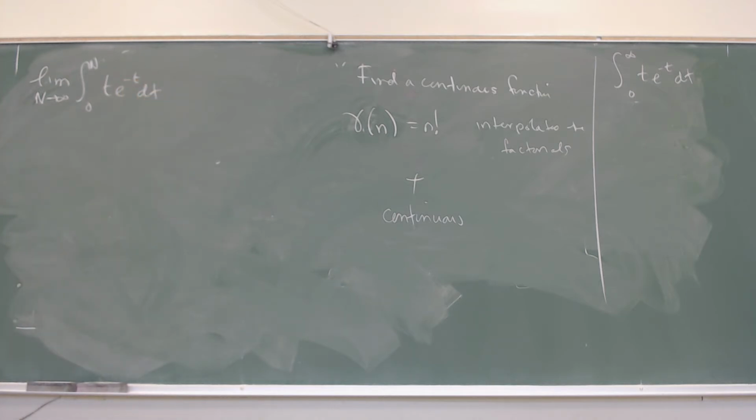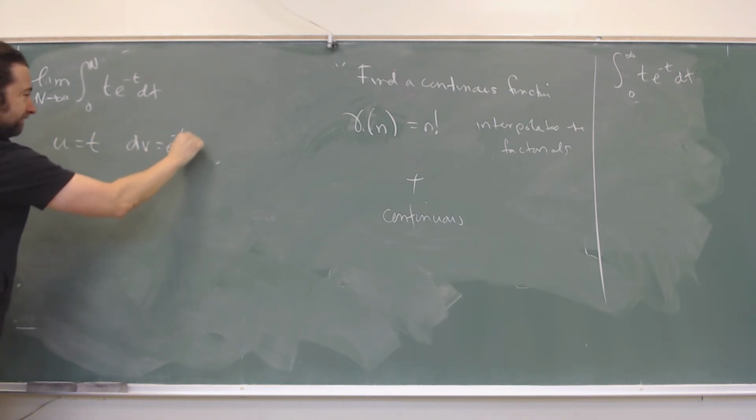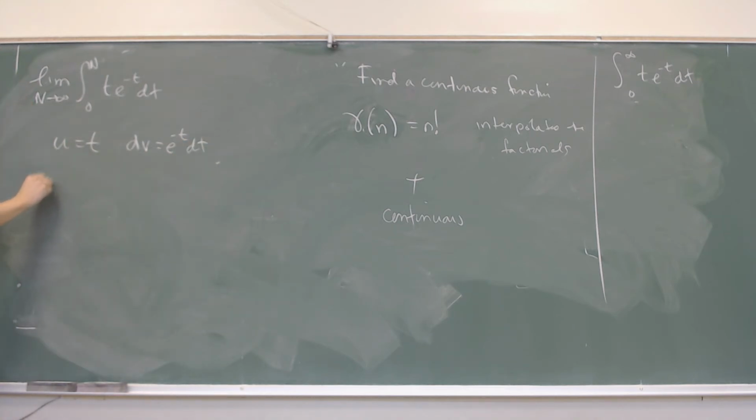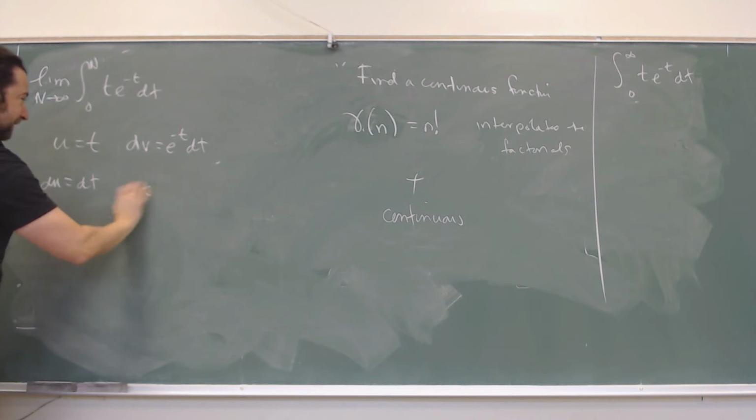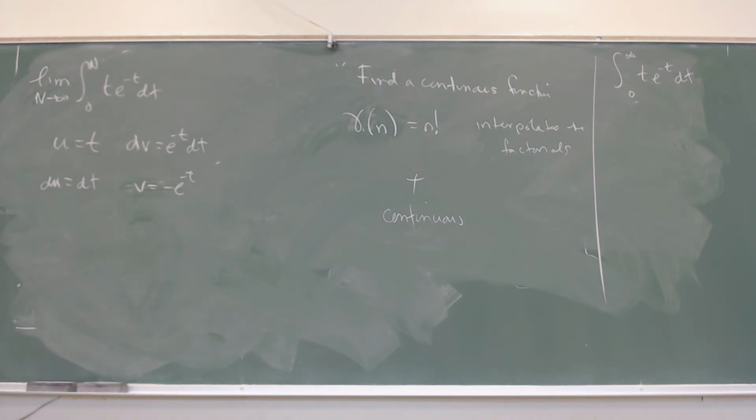Integration by parts, to remind those of you that haven't thought about this in a while, is where you select a piece that will disappear if you differentiate it, like t, and then a piece that you know how to integrate. You take the derivative of this side and integrate the other side, v is equal to minus e to the minus t. The integration by parts formula says that the original integral, u dv, is equal to uv minus the integral of v du.